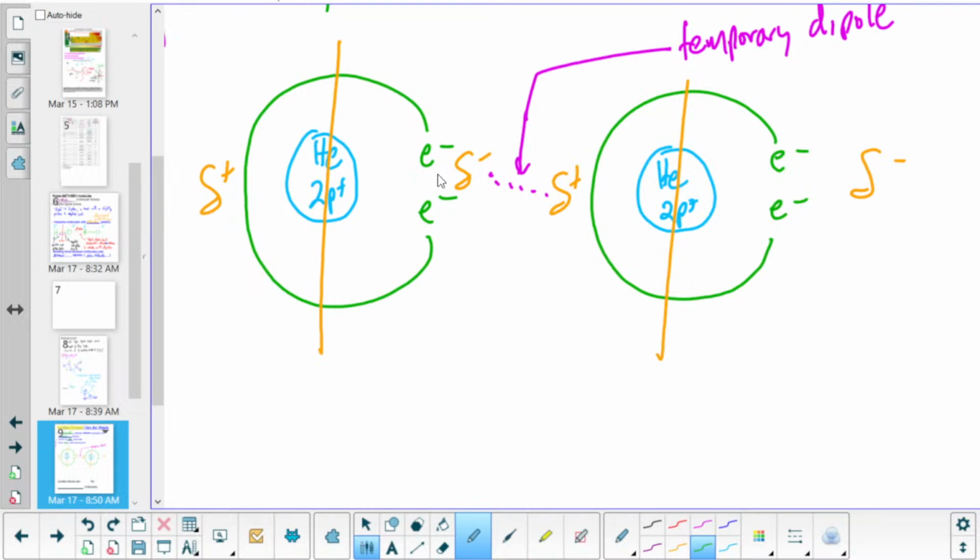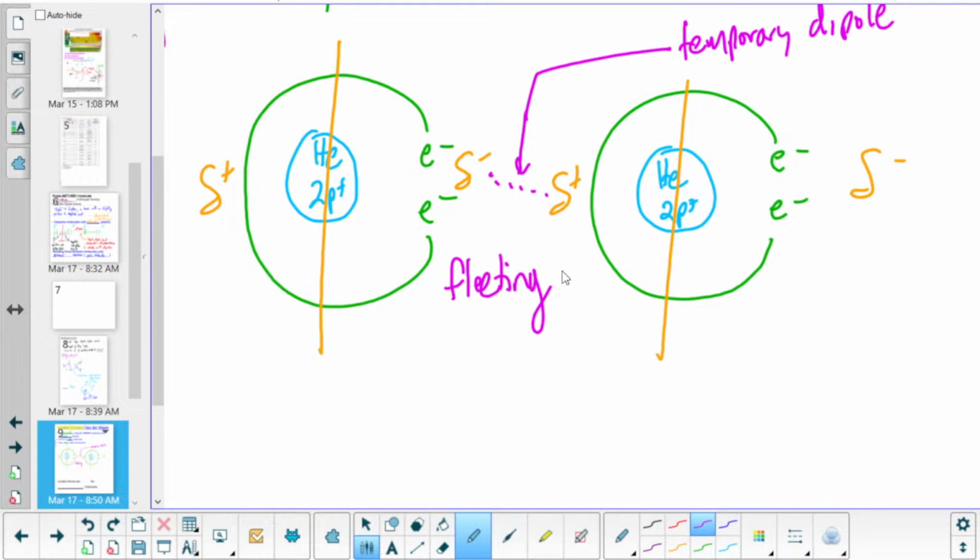What did a dipole mean again? A separation of charge. So one end's more positive than the other. This is a temporary dipole because we have a separation of charge. The negative electrons are on this side. The lack of electrons means we're seeing the positive from the nucleus. And so we have this temporary dipole. This is fleeting. It's going to end right away.